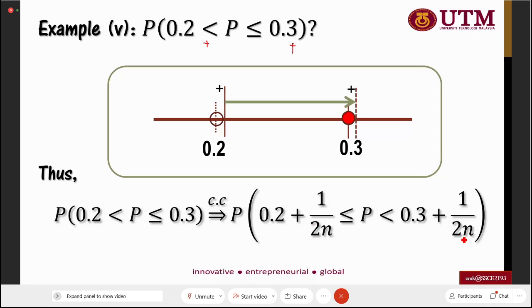Okay, you have to minus because you want to include 0.2, and then up to 0.3, you have to include 0.3 as well, so you plus. Okay, that's how you do it.